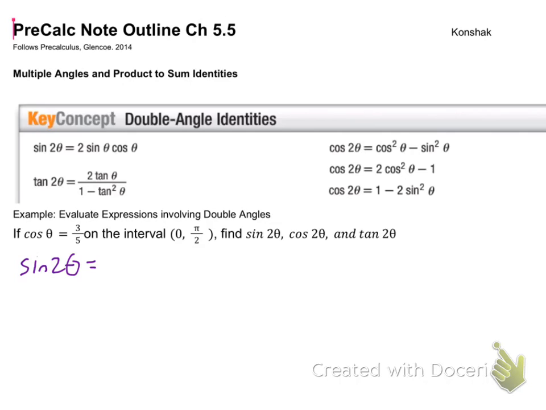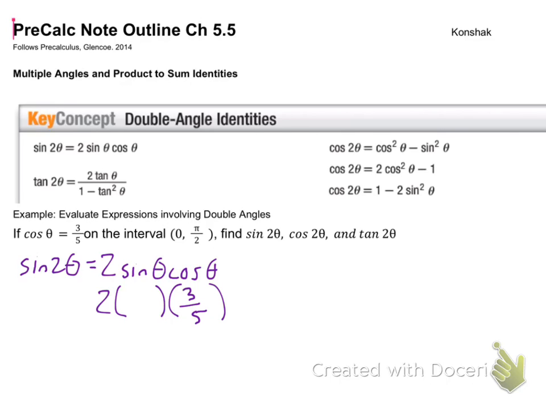So I want to find sine of 2 theta. I don't have a double of theta. I only know what theta is. Right here it tells me that the cosine of theta is 3/5. So I have a formula that can break it down into just theta. That'd be 2 sine theta cosine theta. Now I know cosine theta, so I know 2, and cosine is 3/5 because that's what it tells me. The only thing is I don't know what the sine value of theta is.